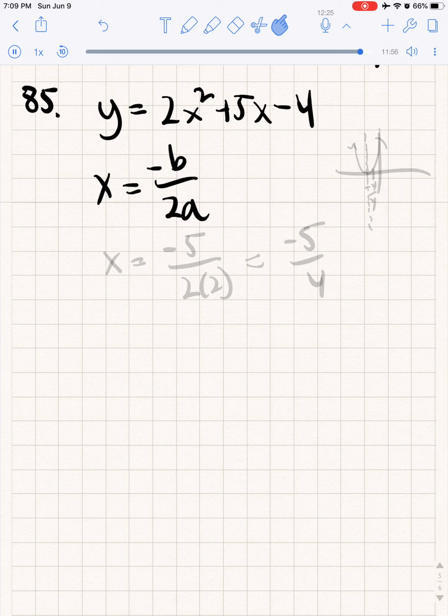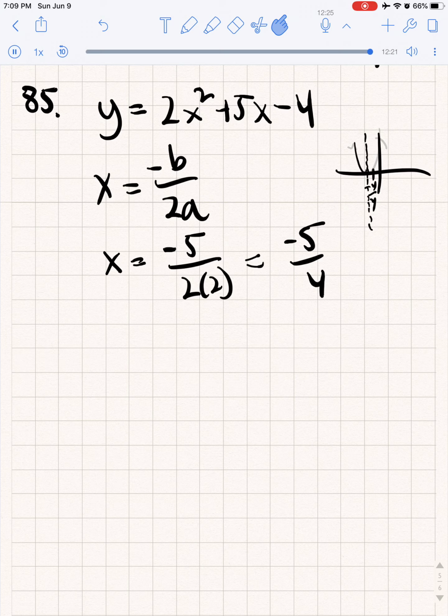So we have to plug in now. x equals negative 5 over 2 times 2. x equals negative 5/4. This is the axis of symmetry with which it's symmetrical. If this is negative 4/4, then it's going to be slightly beyond negative 1. Skinny and opening up, right?